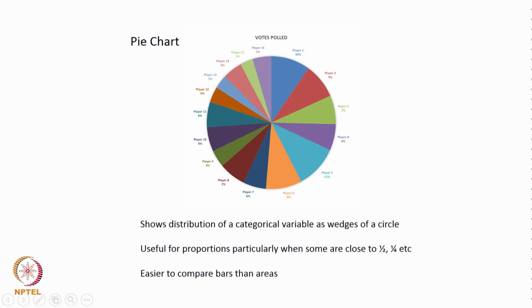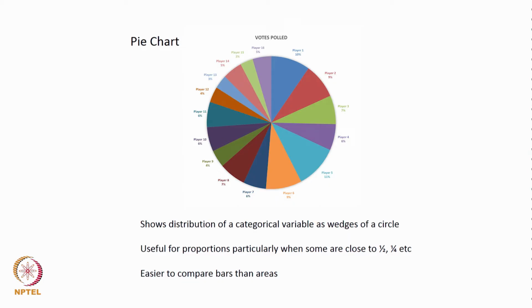Now, we quickly understand from the color coding that different players, this player is perhaps here and so on. A pie chart shows the distribution of a categorical variable as wedges of a circle. The most important thing to understand is that a pie chart is used for fractions or proportions. Pie charts are useful for proportions, particularly when these proportions are closer to half, 1/4 and so on. The simple reason is that pie charts are used for proportions, whereas bar charts are used for absolute values and numbers.